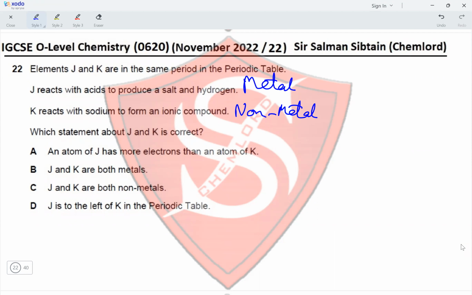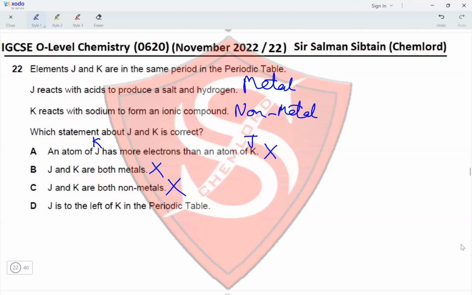An atom of J has more electrons than an atom of K. No, if they are in the same period, then K would have more electrons than J because K is found on the right side of the periodic table. J and K are both metals. No, we have already figured it out. J is a metal, K is a non-metal. J and K are both non-metals.